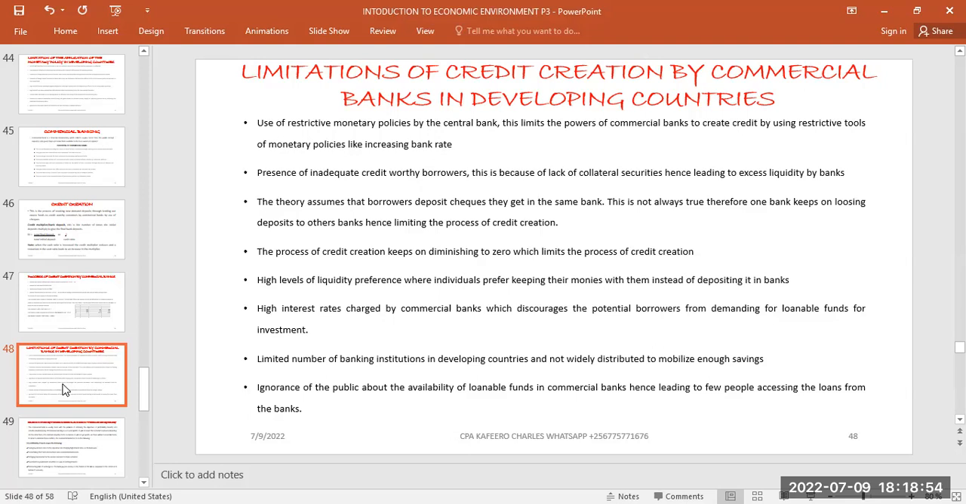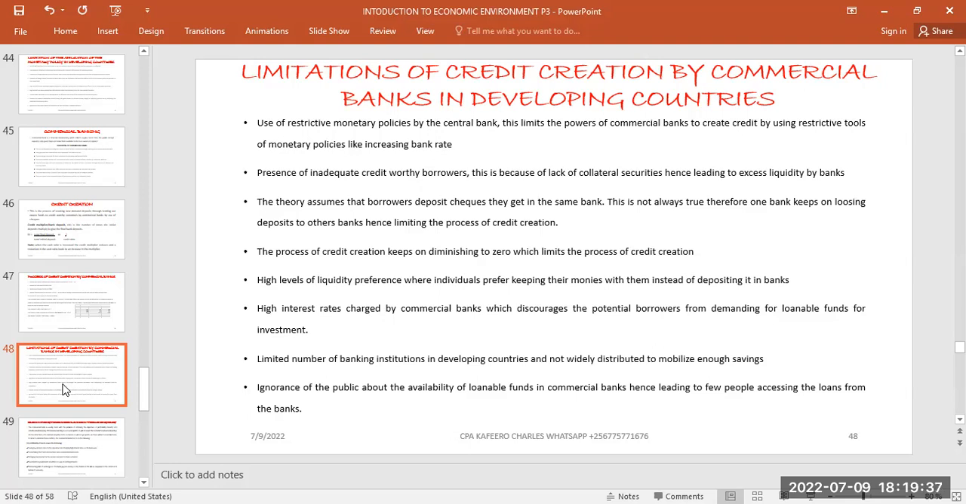The other one is a limited number of banking institutions in developing countries. They are not distributed, they are just within central areas, and they are very few. If they are very few, it means the rest of the areas cannot deposit money, so even the credit creation process will not proceed. Because if there are no initial deposits, people depositing money into the bank, then they will not start creating credit.